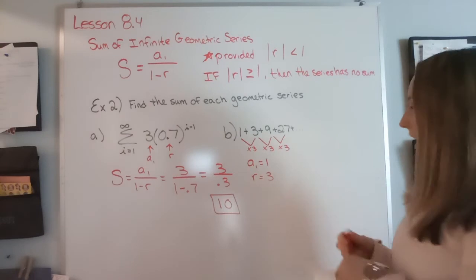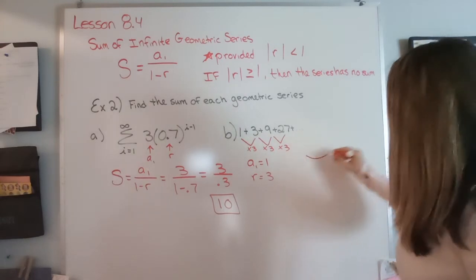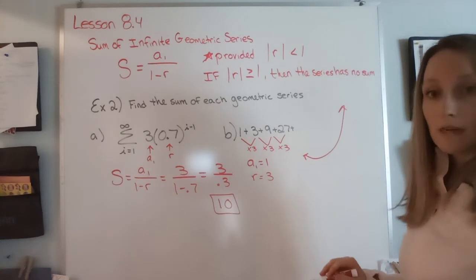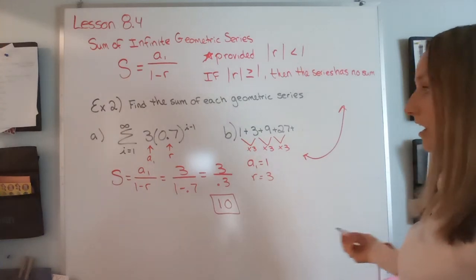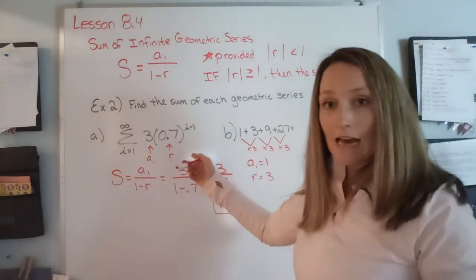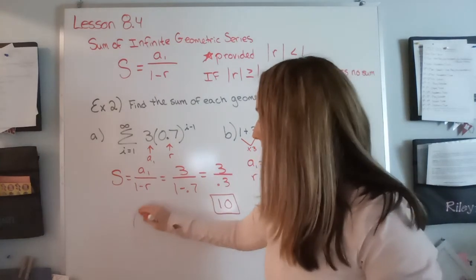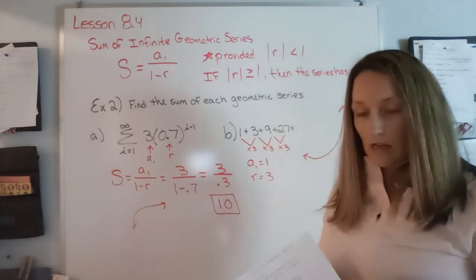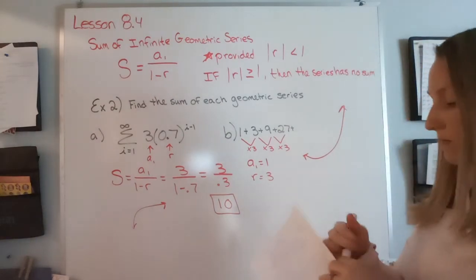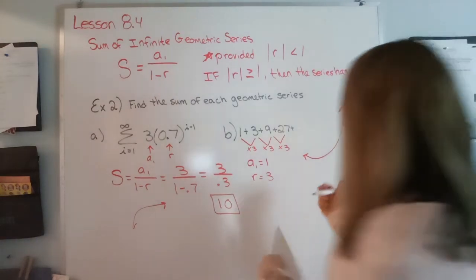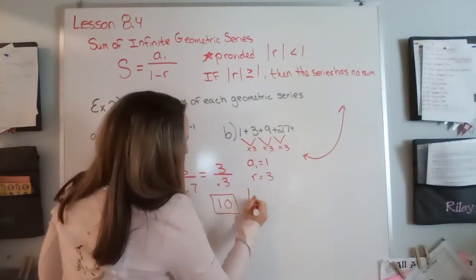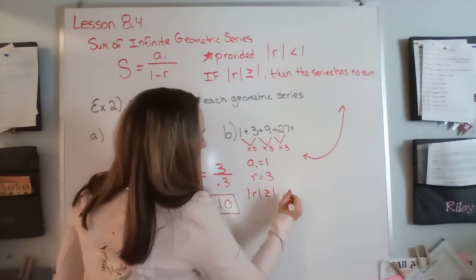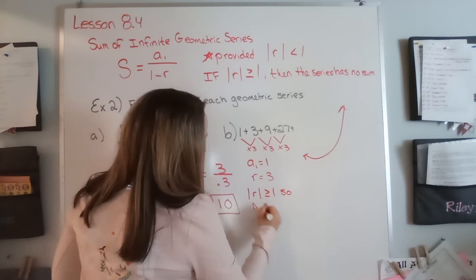So when the graph looks like this, if I was to graph the points, there's no limiting value, so I can't find the sum. But if I was to graph the data here, there would be some kind of limiting value. It would be flattening out, so I can find the sum. Okay, so for part B, I'm just going to say absolute value of R is greater than or equal to 1, so no sum.